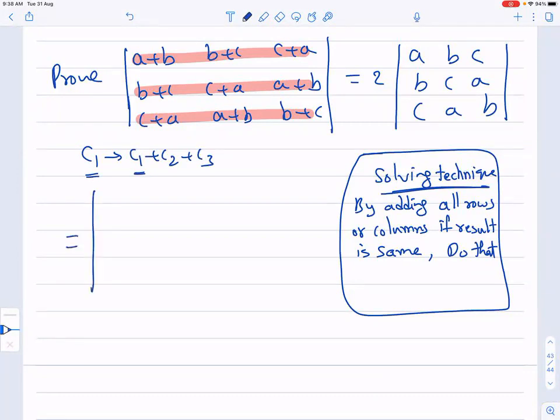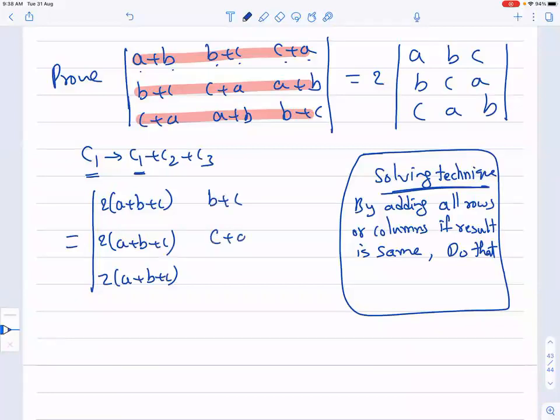So we are doing the operation C1 plus C2 plus C3: a plus b plus b plus c plus c plus a, 2 times a plus b plus c, below also 2 times a plus b plus c, below also 2 times a plus b plus c. Correct? What will come here? b plus c, c plus a plus b, c plus a plus b, b plus c. Correct, students?